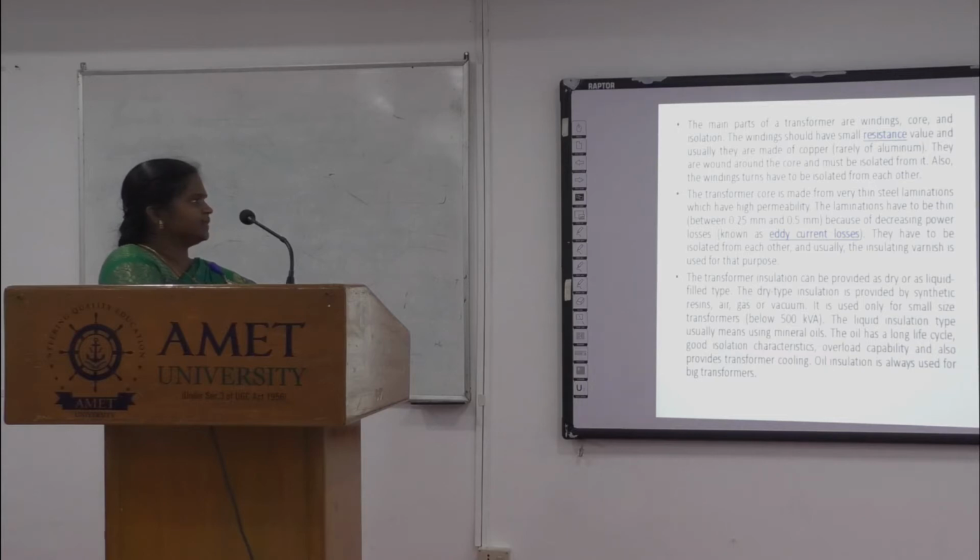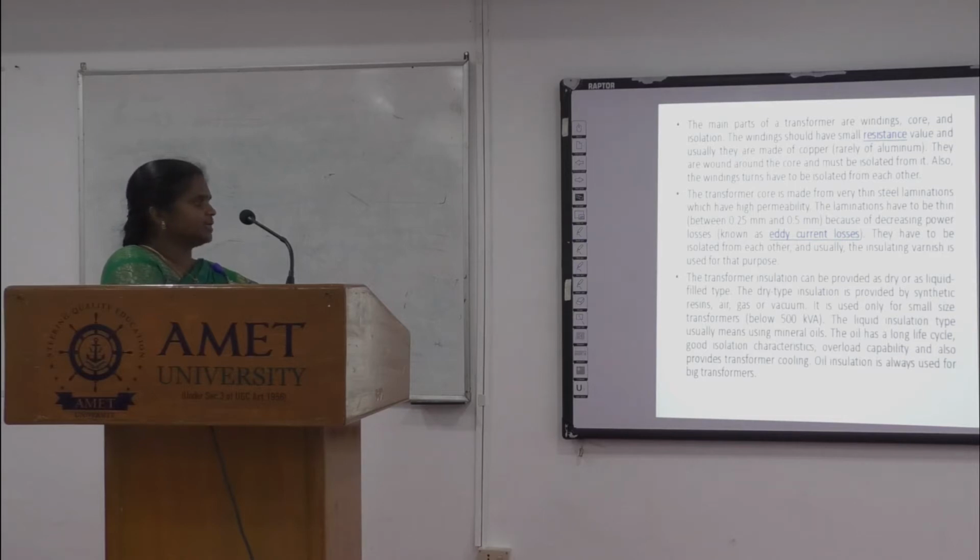The main parts of the transformer are windings, core and isolation. The windings should have small resistance value and usually they are made of copper, or rarely aluminum is used. They are wound around the core and must be isolated from it. Also, the winding turns have to be isolated from each other. The winding should be isolated from the core as well as the winding turns, and the primary and the secondary sides have to be isolated from each other.